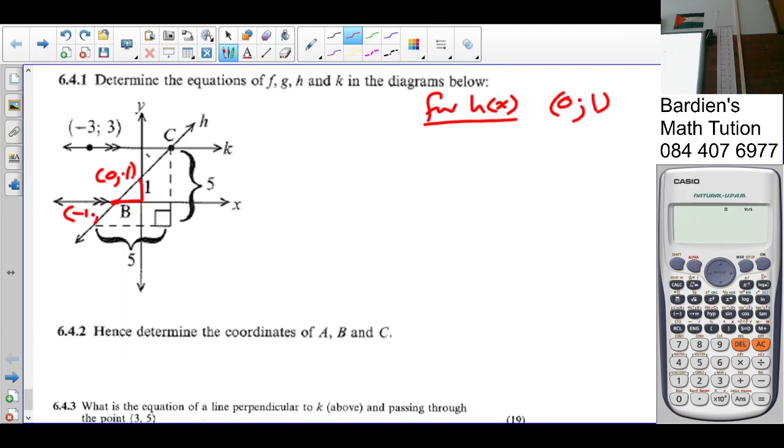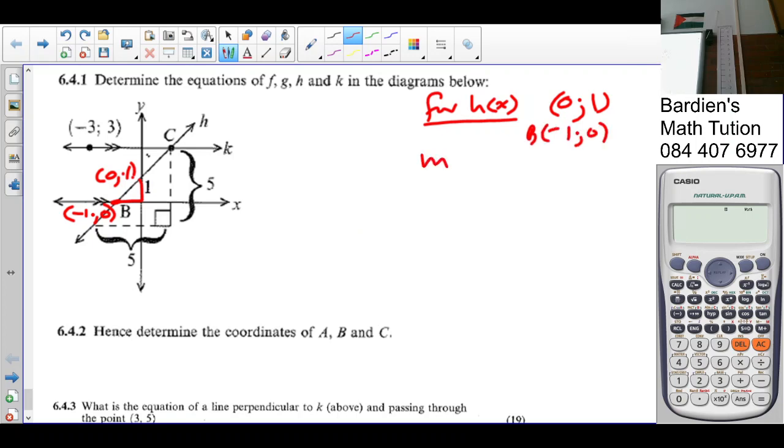Negative 1 and? How can it be 1 if it's on your x-axis? Oh, you're saying negative 1 and 0. Okay. You guys agree with that? So B is negative 1 and 0.